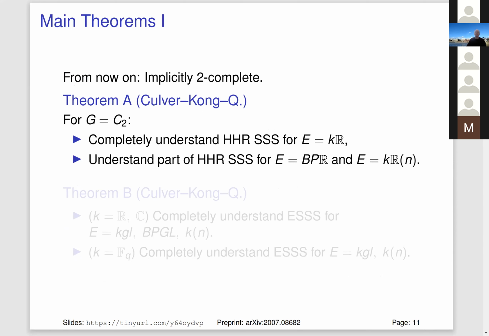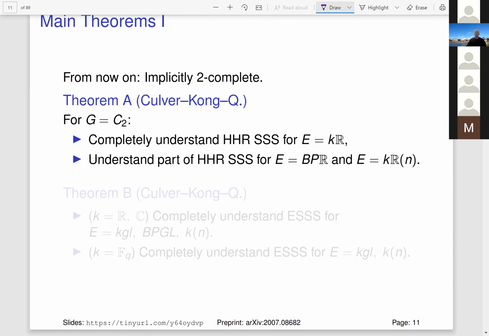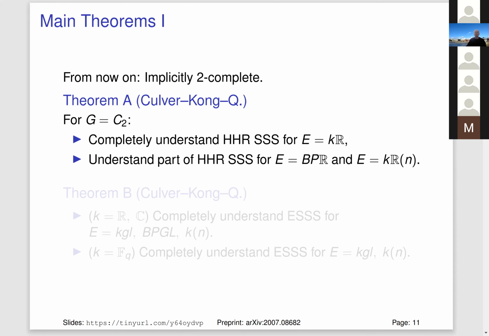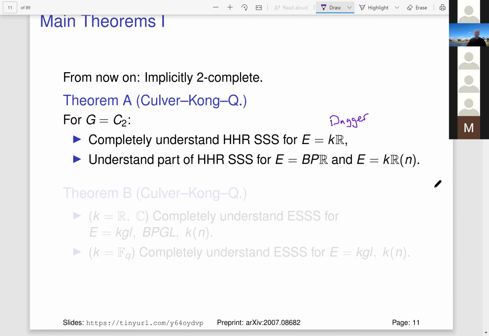So our first result is a C2 equivariant result. What we can do, first of all, is completely understand the Hill-Hopkins-Ravenel slice spectral sequence, or the HHR SSS, for connective algebraic K-theory. So this is recovering that result of Dugger. We can also understand some of the differentials in the HHR slice spectral sequence for real Brown-Peterson homology. So this is recovering part of the HHR slice differentials theorem for the group C2.